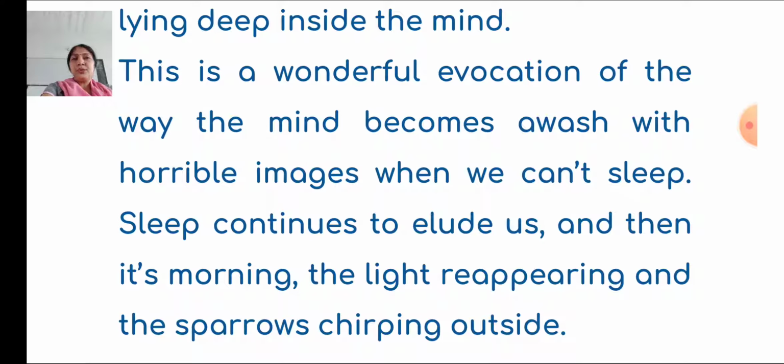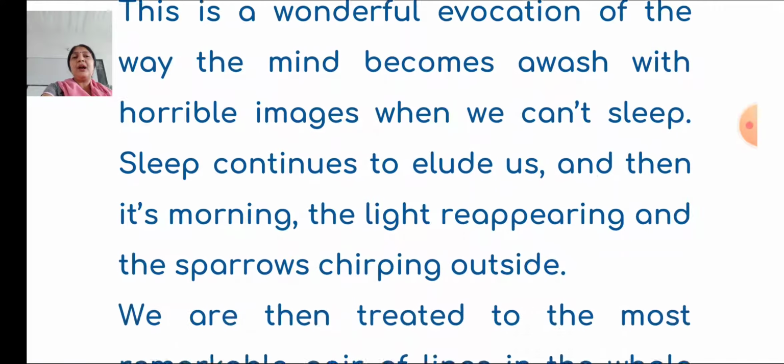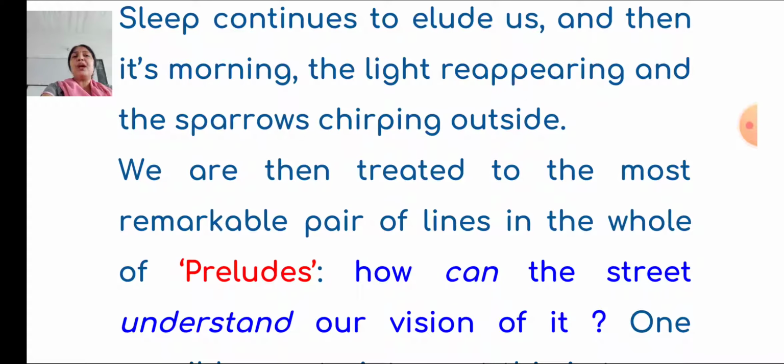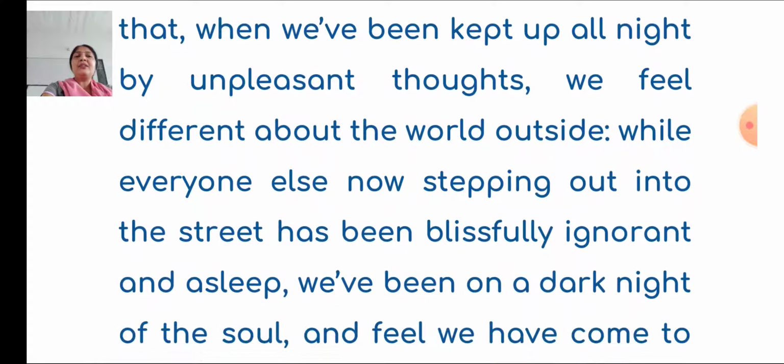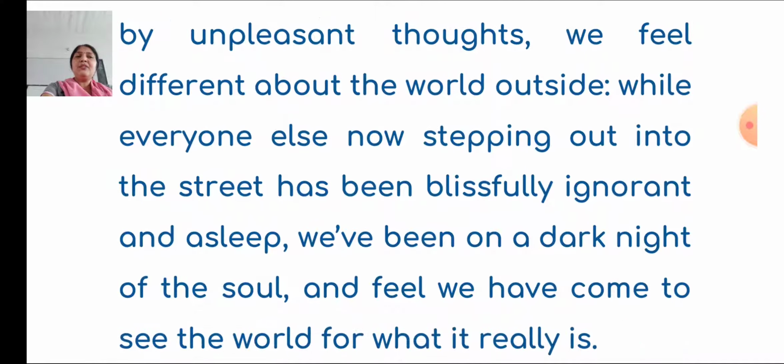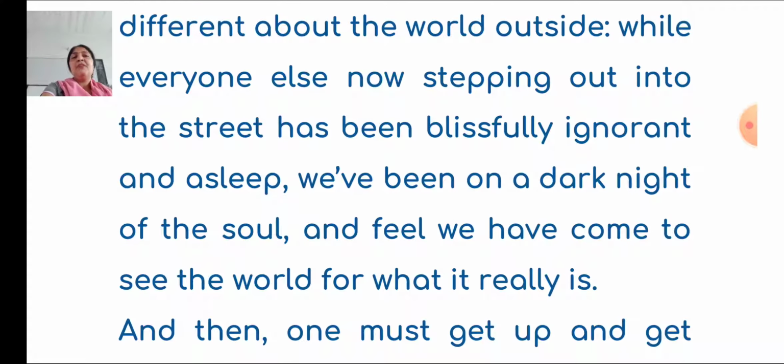Sleep continues to elude us, and then it's morning, the light reappearing and the sparrows chirping outside. We are then treated to the most remarkable pair of lines in the whole of Preludes. How can the street understand our vision of it? One possible way to interpret this is to say that when we have been kept up all night by unpleasant thoughts, we feel different about the world outside, while everyone else now stepping out into the street has been blissfully ignorant and asleep. We have been on a dark night of the soul and feel we have come to see the world for what it really is.